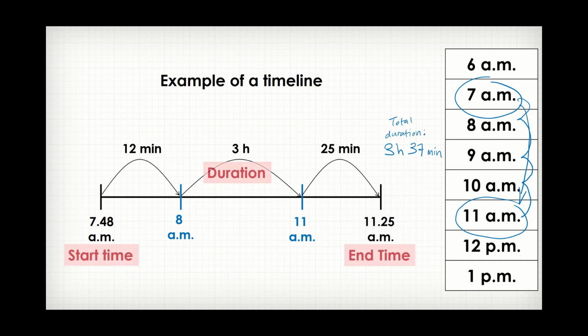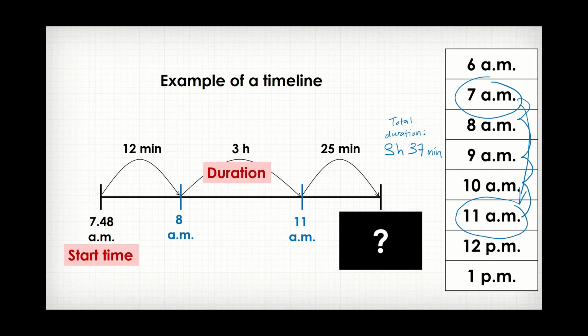So let's recap again. In a timeline, there is a start time, there is a duration, and there's an end time. Now for a question, they will either give you the start time and the duration and ask you to find the end time. For example, maybe Tom went to school at 7:48 a.m. He spent 3 hours and 37 minutes in school. Then he went home. What time did he go home? Then you need to find the end time.